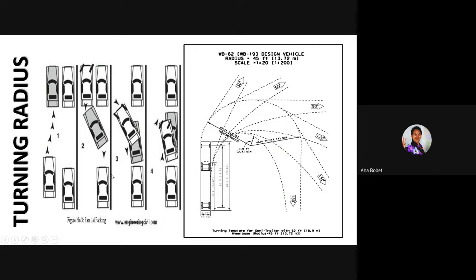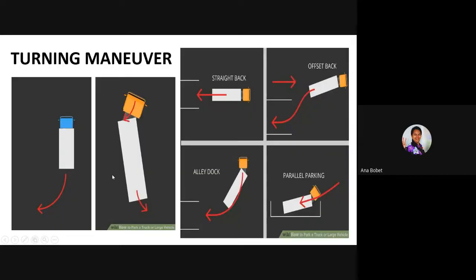So that's turning radius. Okay, so this is an example of that, no? When you do parking at 90 degrees or parallel and whatnot, the maneuver of turning is with respect to the turning radius.